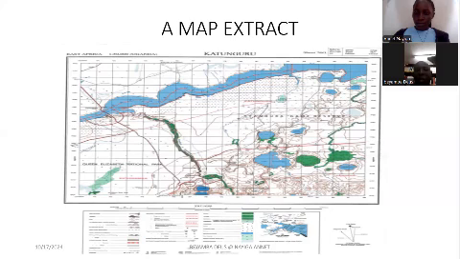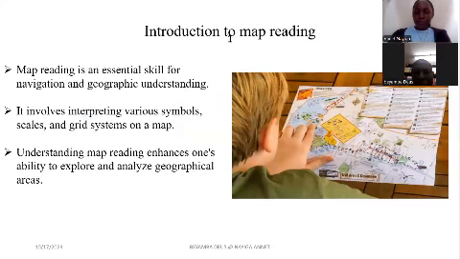What is the map? What is the vertical interval? What is the grid difference? What is the distance? We shall basically refer to those. Are we together? Yes, please. Are you seeing the map extract we have shared?